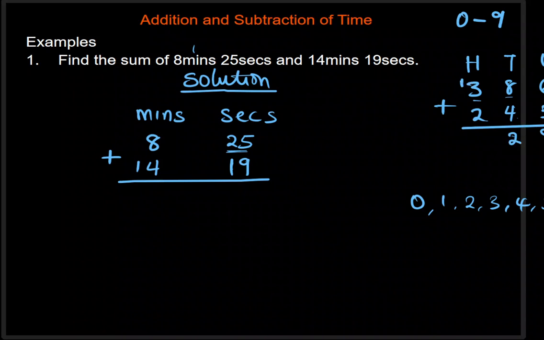Remember I said we are dealing with base 10. Under base 10, the highest digit you can get is 9. So when it is more than 9, what do you do? You divide it by 10. From 10 up, you divide it by 10. Now we have 8 plus 4, which is 12. We divide it by 10. 12 divided by 10 gives us 1 remainder 2.